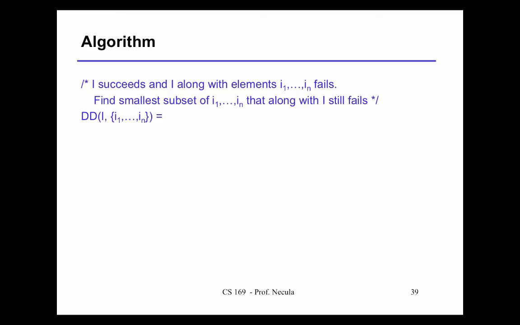I by itself, the first argument, if passed to the program, does not produce the bug. The first argument plus the second argument together produce the bug. And the goal, the return of this function, is the smallest set among the second argument that, along with the first one, still produces the bug. So this version of the algorithm is going to keep this I constant and it's going to recurse inside here to try to find the smallest set that with I produces the bug.